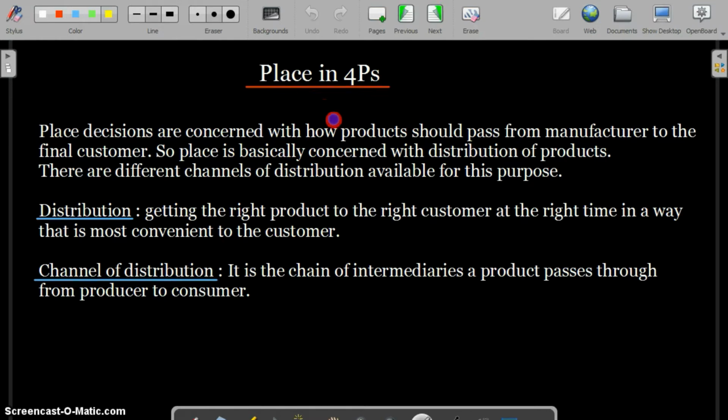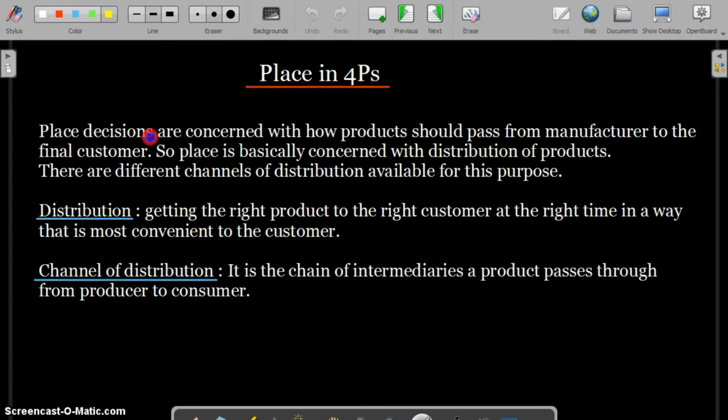So today we are going to be looking at the last P, which is place in the 4 P's. So let's talk about what place decisions are. What is the importance of place in the 4 P's, the marketing mix basically. So place decisions are concerned with how products should pass from manufacturer to the final customer. That is the route that the product takes to reach its final destination.